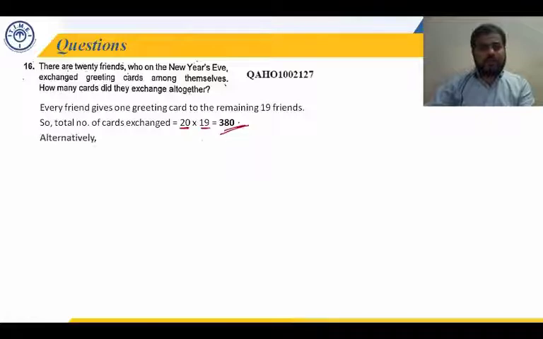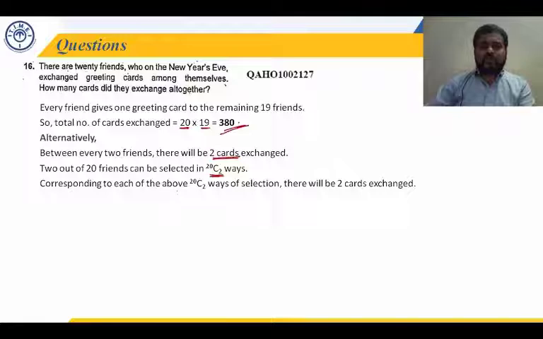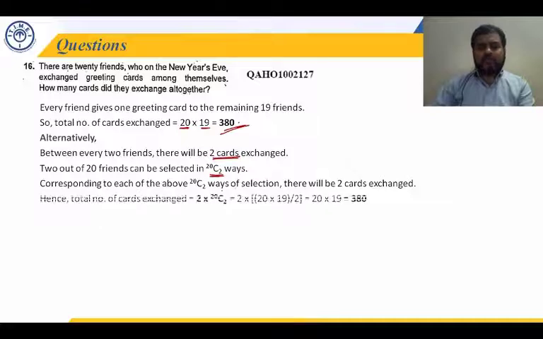Fine. Or you can say it like this, that between every 2 friends there will be 2 cards exchanged, right? So you select 2 friends out of 20 friends. So 2 out of 20 friends can be selected in 20C2 ways, and for each of these selections there will be 2 cards exchanged. Okay. So corresponding to each of these 20C2 ways of selection, there will be 2 cards exchanged, and therefore the total number of cards exchanged will be 2 into 20C2. So 2 into 20C2 is 2 into 20 into 19 divided by 2. So this 2 and this 2 will cancel out. So we will still get 20 into 19, which is nothing but 380.